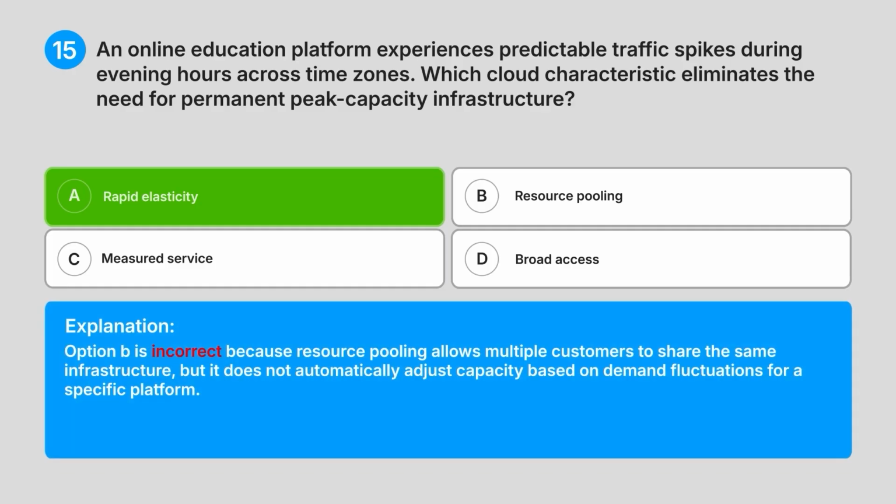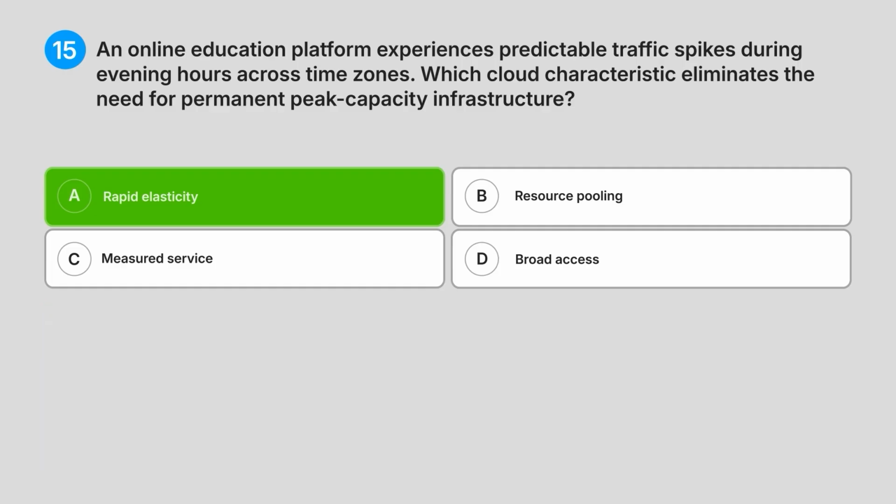Option B is incorrect because resource pooling allows multiple customers to share the same infrastructure, but it does not automatically adjust capacity based on demand fluctuations for a specific platform.